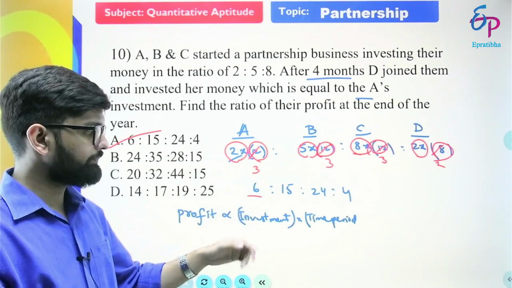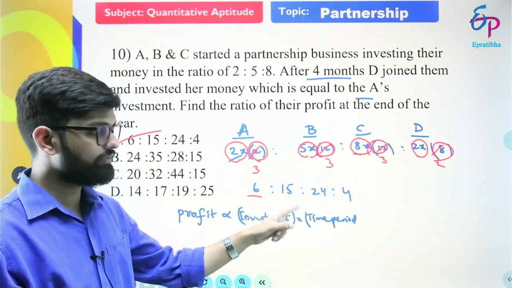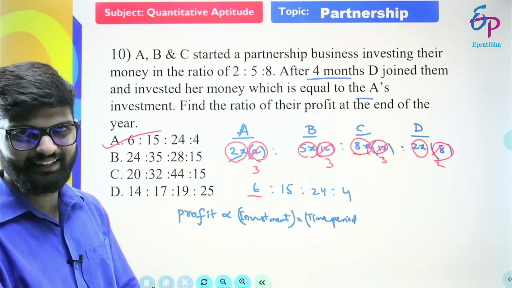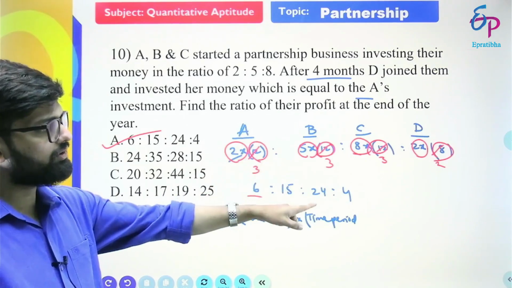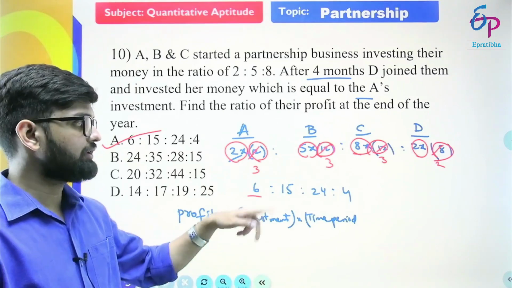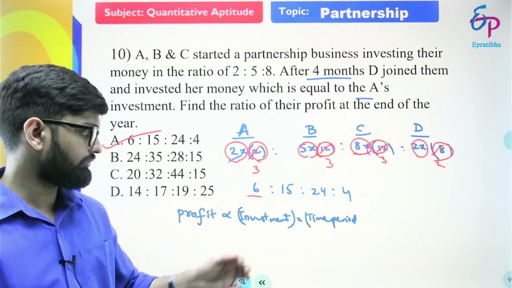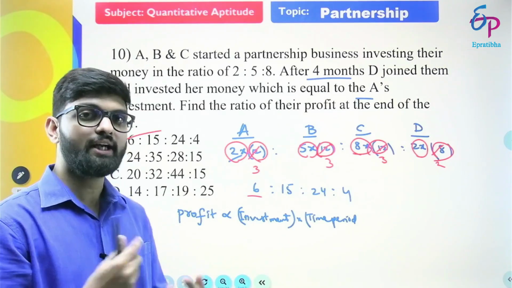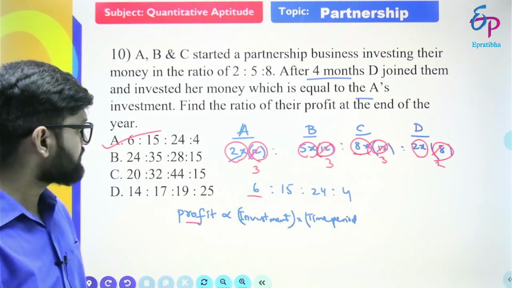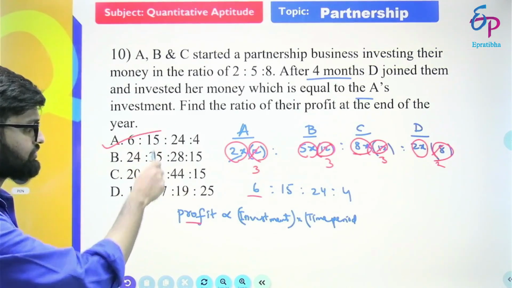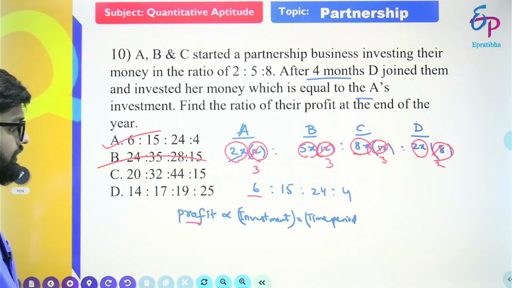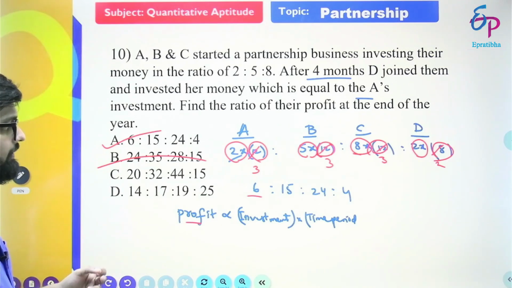Now if for every 6 rupees A gets, B has to get 15 rupees, C has to get 24 rupees and D has to get 4 rupees. Why is C getting more? Because the amount C has put is more and he is there at the ending as well. So both are in his favor. If you are investing more and your time period is also more, then obviously your profit is also more. So that's why you can decide C has the most value. Okay.